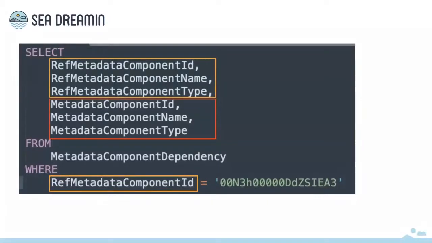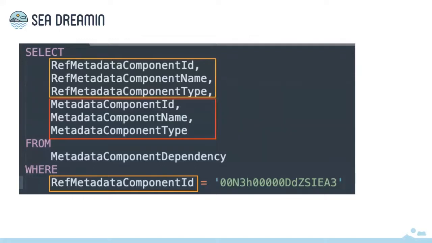Now, the way it looks is essentially an object that you can query using the tooling API. So let's say that I want to see where this field is used. There are two sets of fields in this object that are important to understand. The first set is the one that has ref as a prefix: ref metadata component ID, ref metadata component name, and ref metadata component type. This represents that which is being used or that which is being referenced.